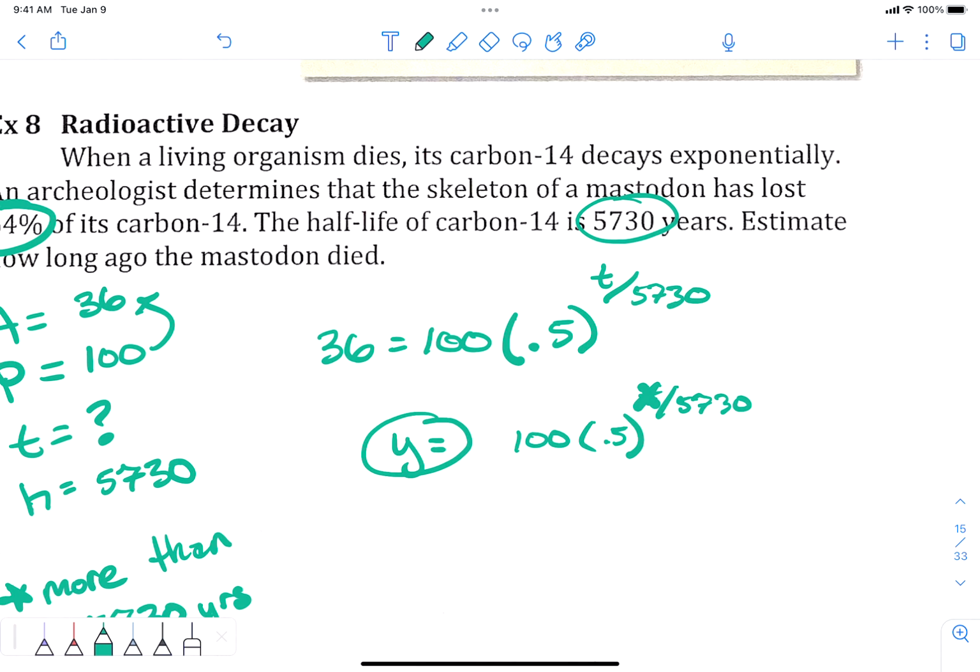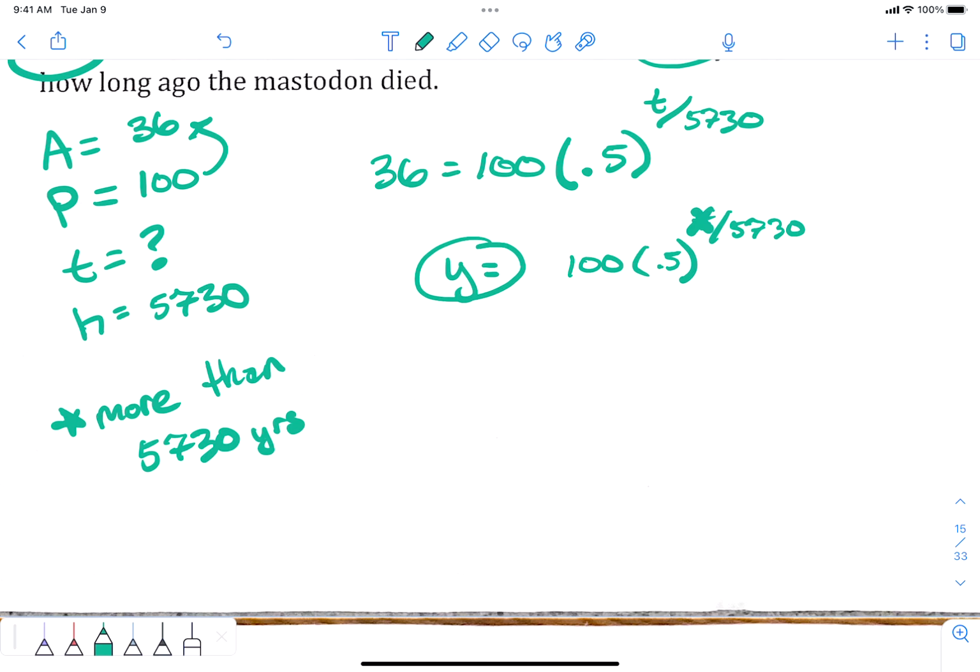You might have to go back to your table set and change it back to by ones. We know that it's going to be more than 5730, so in your table set it would be a really good idea to start at 6,000 and go by ones. And we want it beneath 36. Maybe start at 7,000, or 8,000. Go to 7,500.